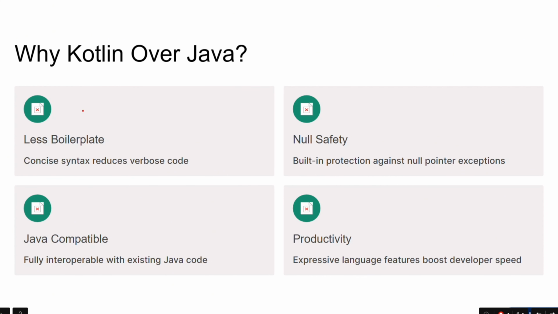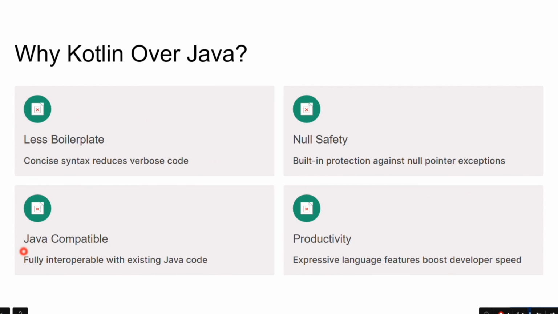And there are multiple features like less boilerplate, which means you can write the code in fewer lines, and null safety. If you are from a Java background, then you must know what a null pointer exception is, and this is a huge pain for Java developers. So this is solved by Kotlin, and it provides multiple ways to handle it.